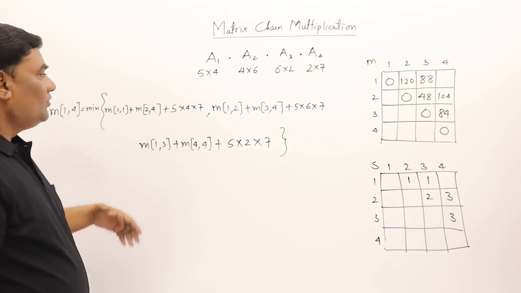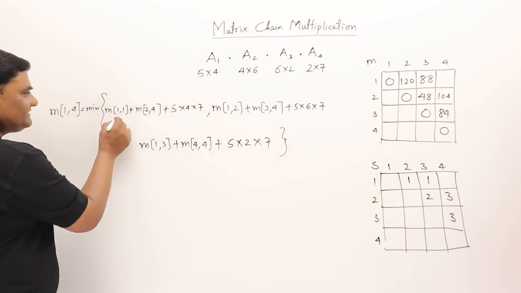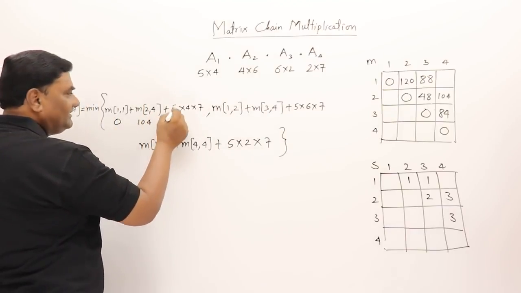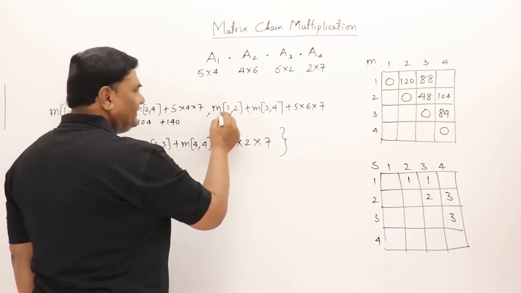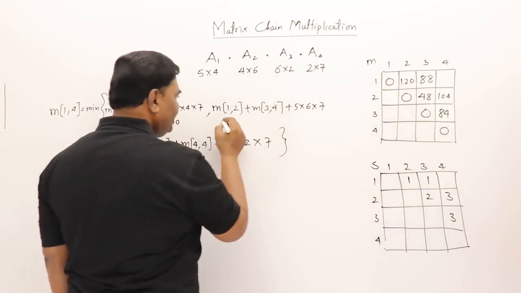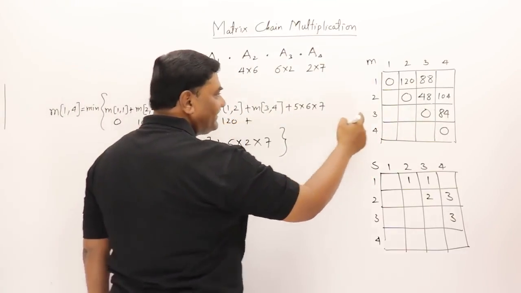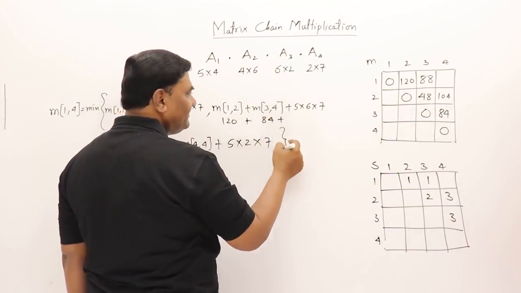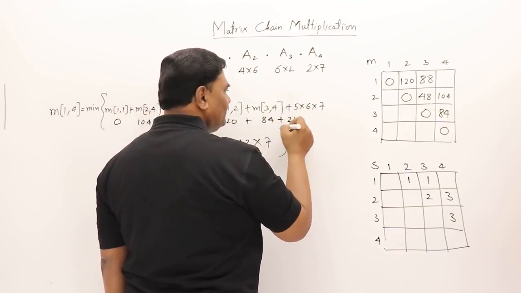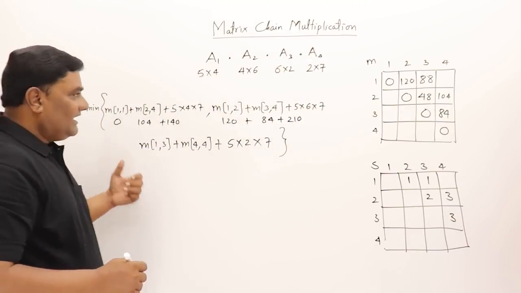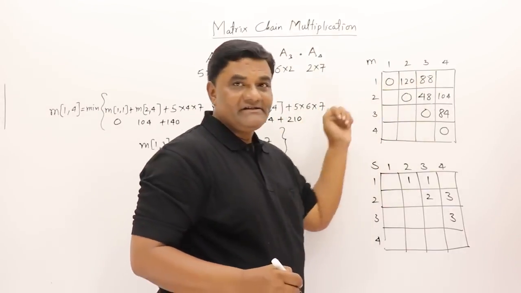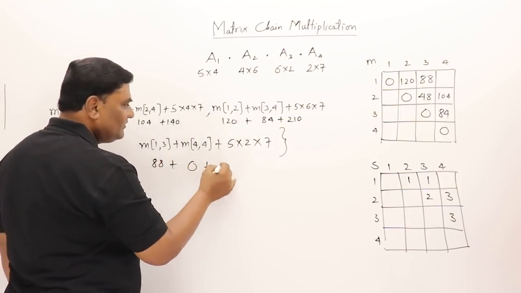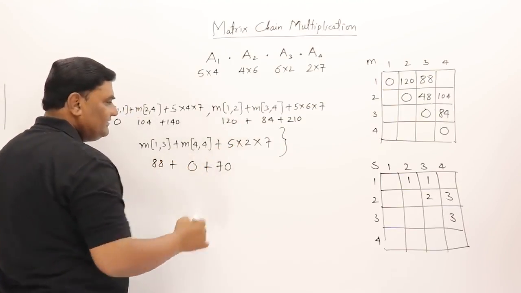I have to find out the cost of each. This is 0, and m of 2 comma 4 is 104. 104 plus this is 140. And m of 1 comma 2 is 120, plus m of 3 comma 4 is 84, plus 210. M of 1 comma 3 is 88. This is 88 plus m of 4 comma 4 is 0, plus this one is 70.